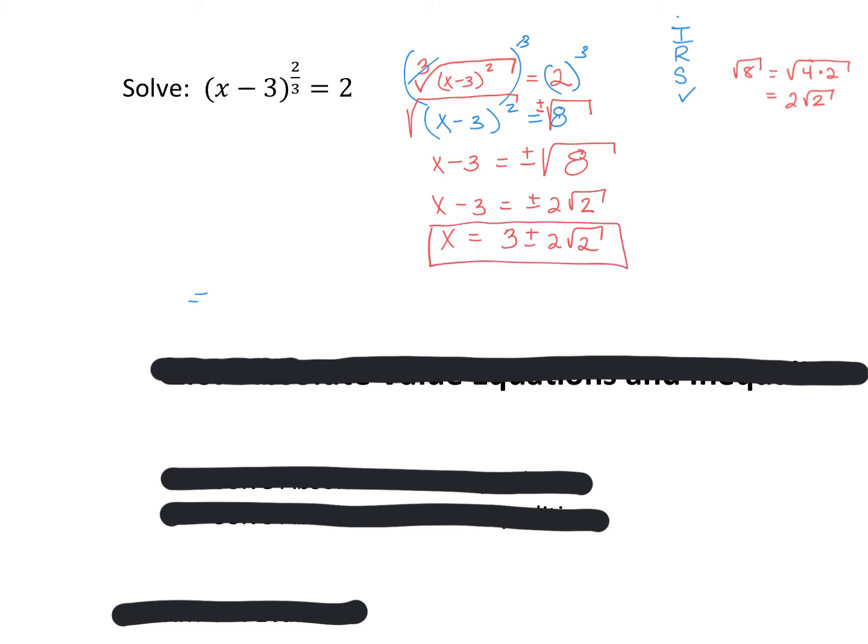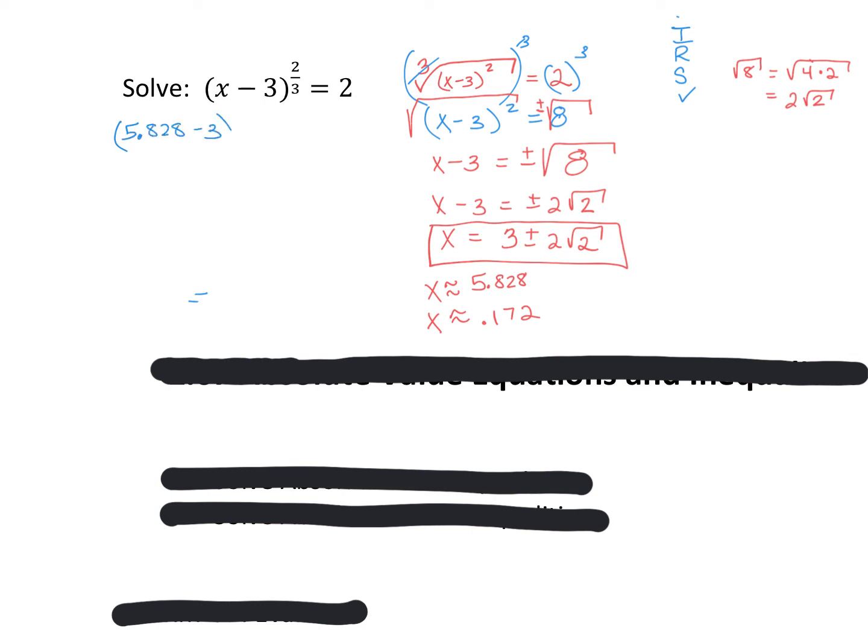Now we should check our solutions. In order to do that, I'm going to find these two values as a decimal. Otherwise it's going to get super messy. They are 5.828 and 0.172. The first one is 3 plus 2 root 2 and the second one is 3 minus 2 root 2. Of course, since I rounded these, my answer is going to be really, really close, but not exact.